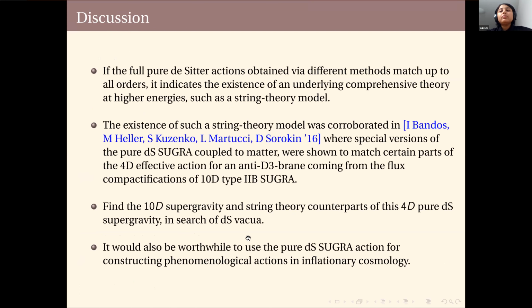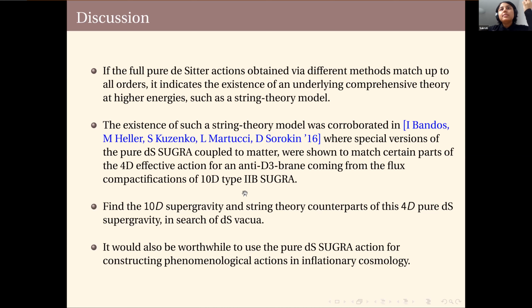If they do, then that will be very interesting, and it will give us strong grounds for believing that all of these actions are coming from some comprehensive underlying theory, like some theory which holds at high energies, like a string theory model. But if we find that those actions differ at higher orders, then it will indicate some fundamental differences between them. And it will be interesting to explore the phenomenological consequences of those differences.